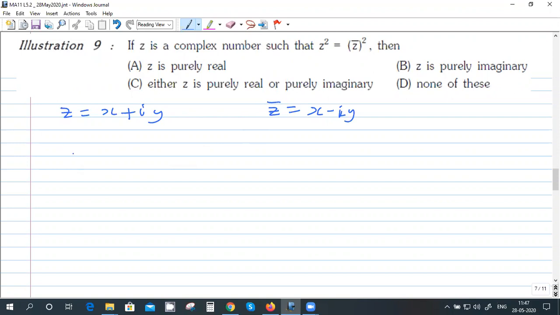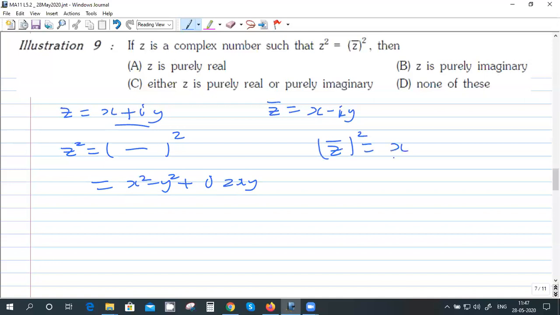So z square is this whole thing squared. A plus b whole square: x square plus 2x, iy, plus iy square. x square minus y square plus i 2xy, because i square is minus 1. Got it? Yes, sir. And what is z bar square? x square plus y square plus 2xy. No, why are you making mistakes? x square minus y square, no.